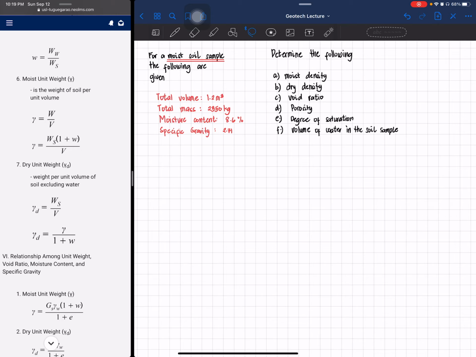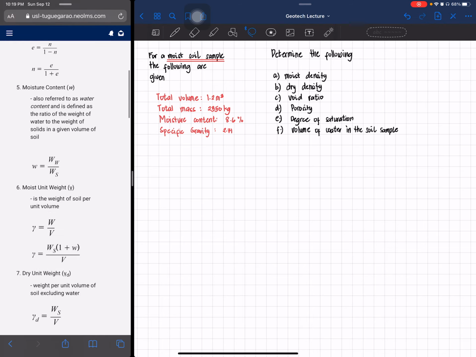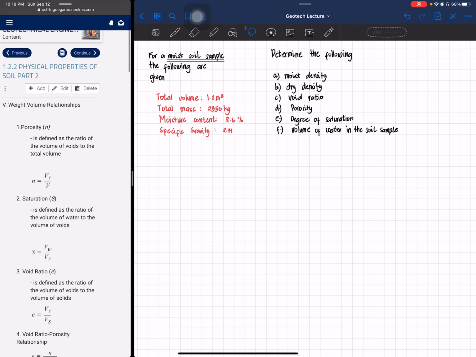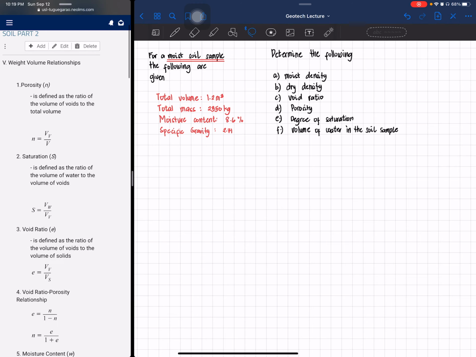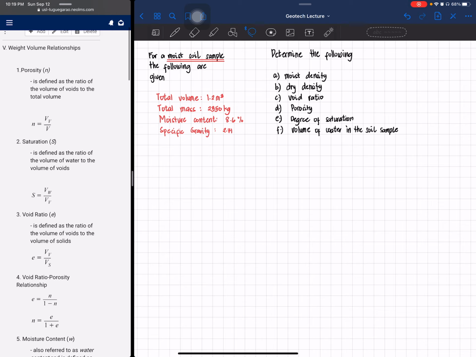So for today, we're gonna be solving some problems with regards to the physical properties of soil. In the left panel, I have the formulas, and for the problem, I have it in the right part. So let's take this first example. For a moist soil sample, the following are given.